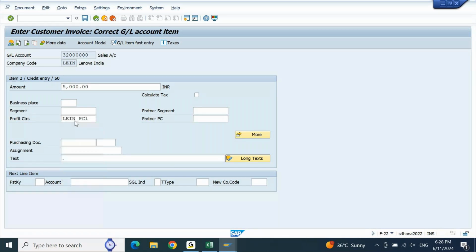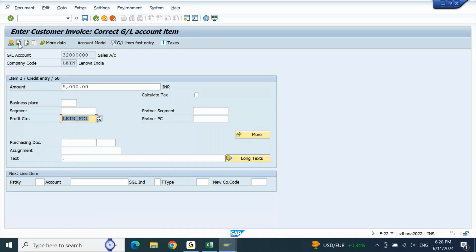according to this example, we have two line items, debit and credit. Debit is a customer account, credit is a sales account. Customer is a subledger, sales is a main ledger. We are all aware profit center is applicable only for the main ledger, meaning for the sales account, which is the main ledger account, you have given the profit center.